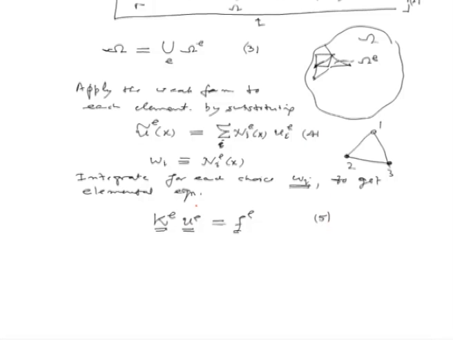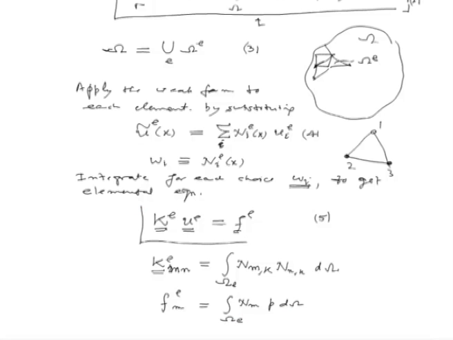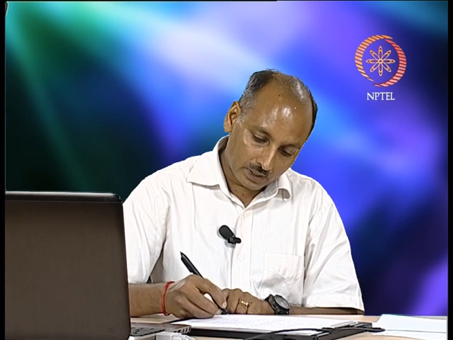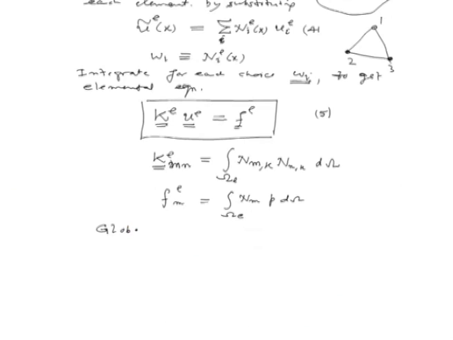In our next step, how are the elements of matrix KE defined? KE mn is given by the integral over our element omega E of N m comma k N n comma k d omega, and FE m would be given by the integral of N m p d omega over this element. So this was the equation for only one element. Now we have to collect the algebraic equations for all the elements and perform a step called global assembly.